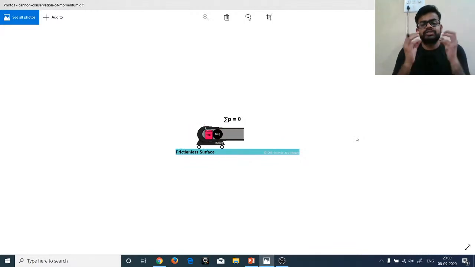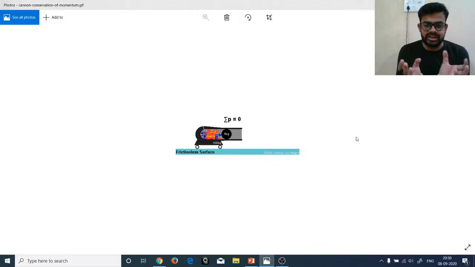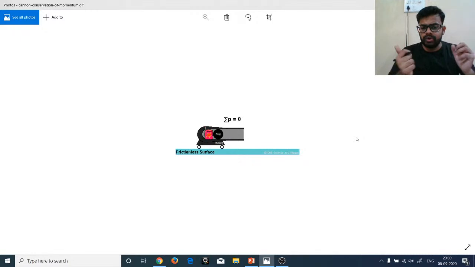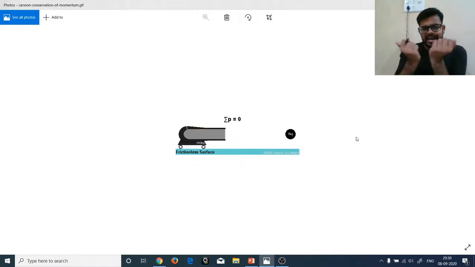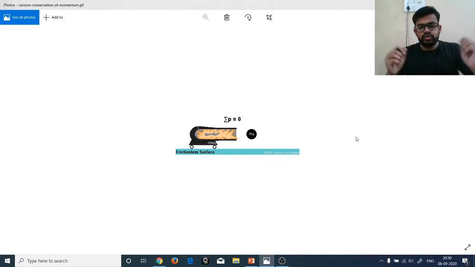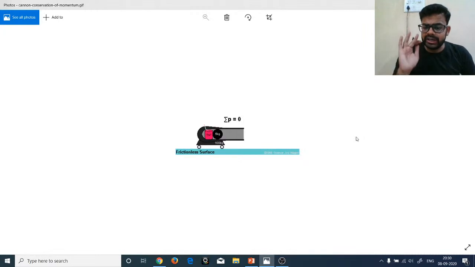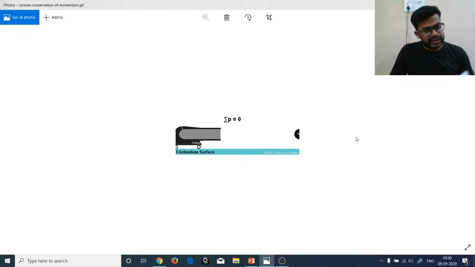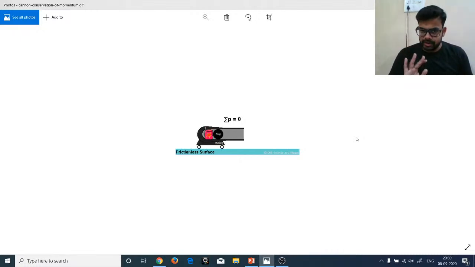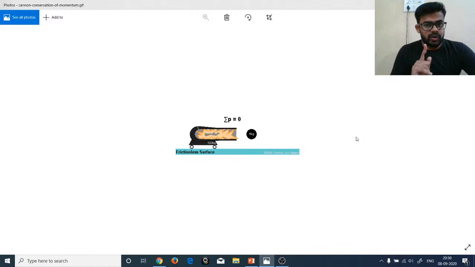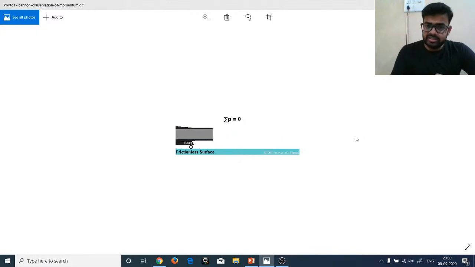Why did it happen? Because there is a blast inside this cannon. This blast provides an internal force, which acts on the bomb and on the cannon also, so both move in opposite directions. There is no external force, only internal force. Whenever only internal forces are present in a system and there is no external force, the momentum of the system remains conserved.